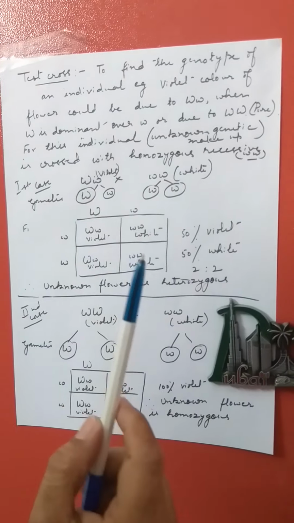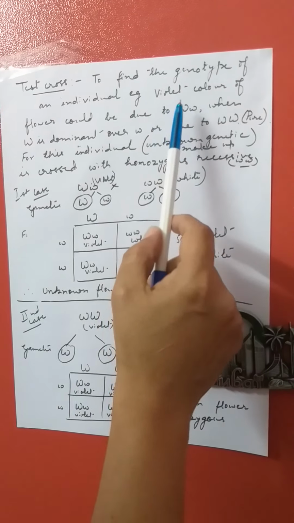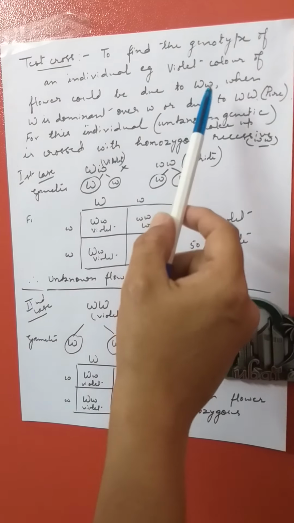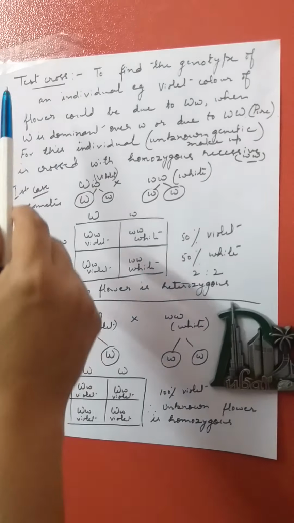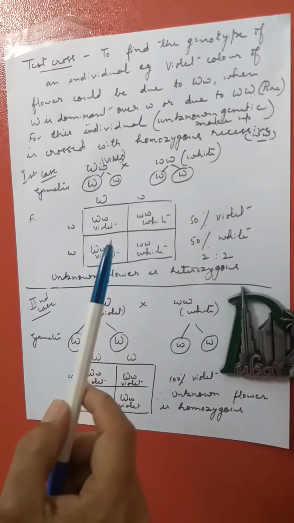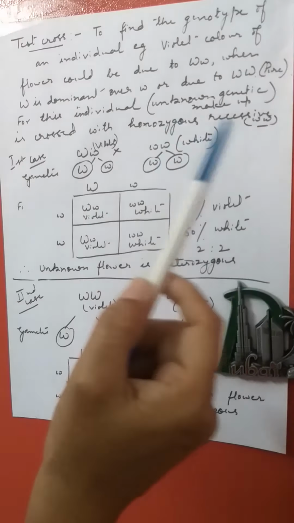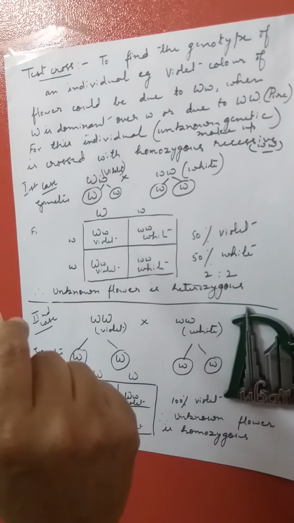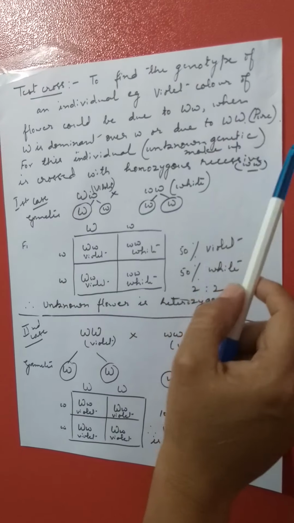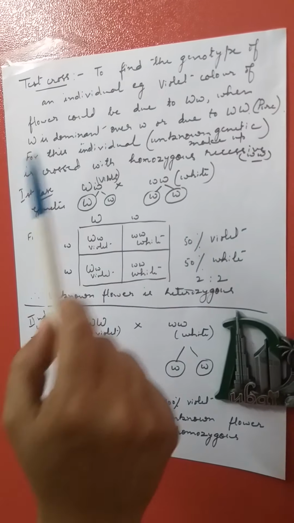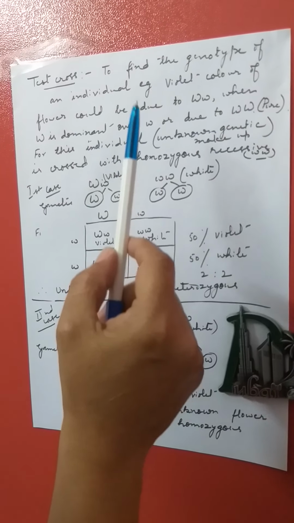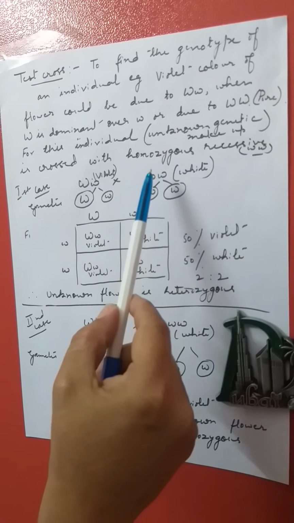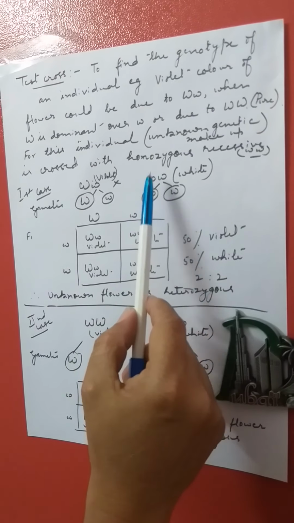But here violet is not indicated with V. By convention it is taken with W. Anyway, the dominant is taken with capital and recessive is taken with the small one. Now, what is the use of test cross? To find out unknown genotype. Why is it unknown? It looks violet, but we don't know the genotype. It could be capital WW pure or it could be capital W small w. How to find out? The rule says cross the individual of unknown genotype with a double recessive parent, meaning small w small w.